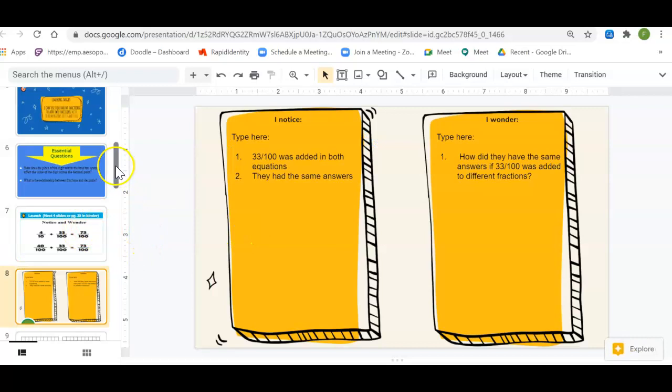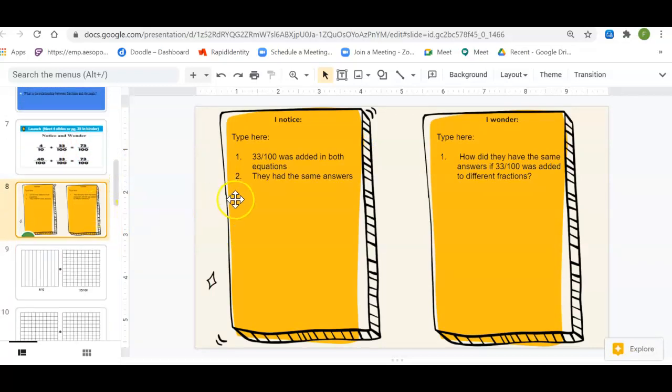So I'm going to go to the next slide. These are just some things that you could have written about them. So for I notice, you could have noticed that 33 hundredths was added in both of those equations. And also, both equations had the same answers.